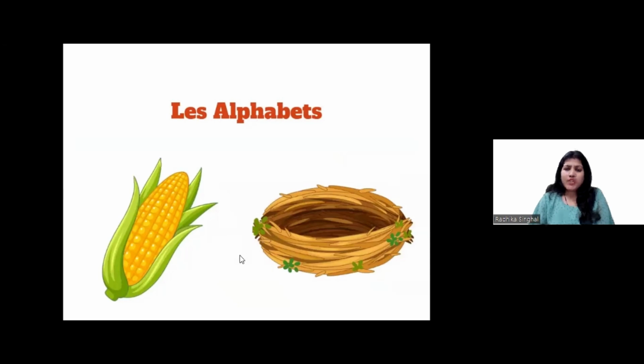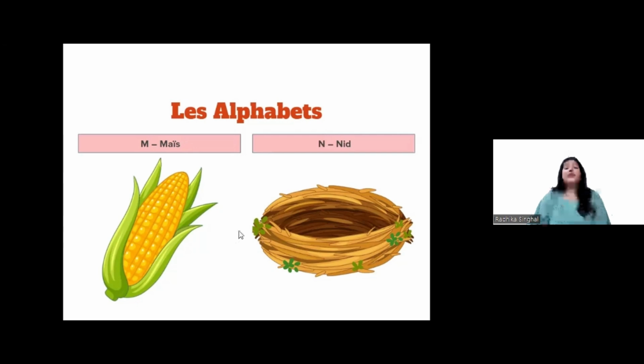Moving on to the next two. From the letters M and N, we have maïs. Maïs, which is sweet corn or corn, maïs. And nest in English is called nid in French. Nid.